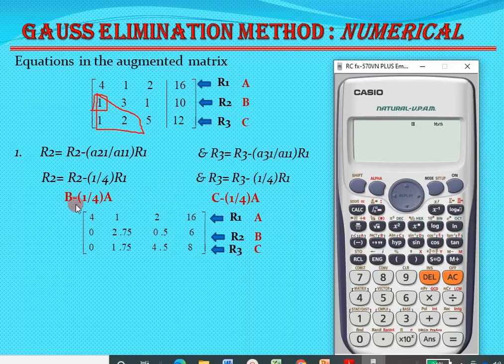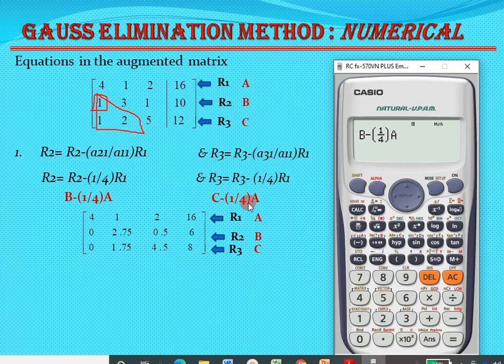Now in the calculator we are going to define these two equations. So let's write alpha B minus, in bracket, 1 by 4 A. So in bracket we have to write 1, then bracket complete, into A. So alpha A.